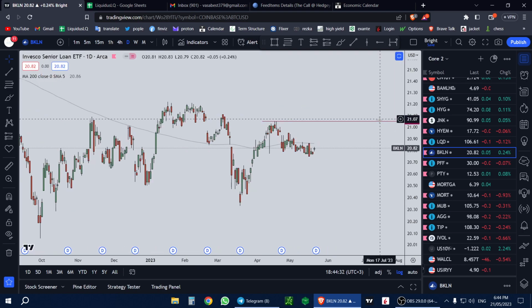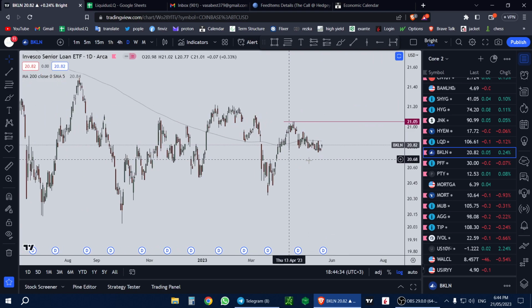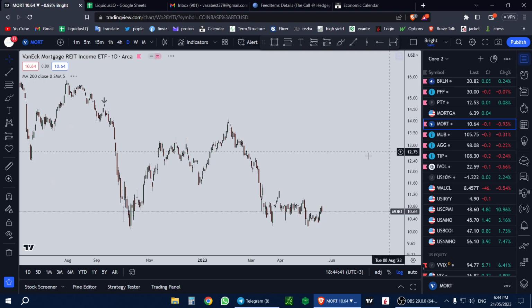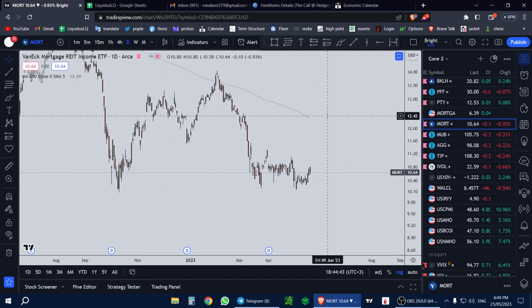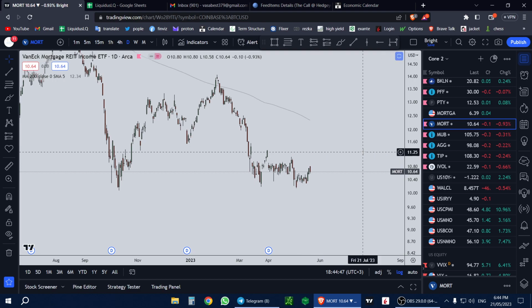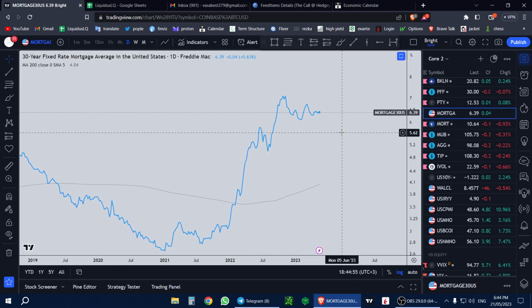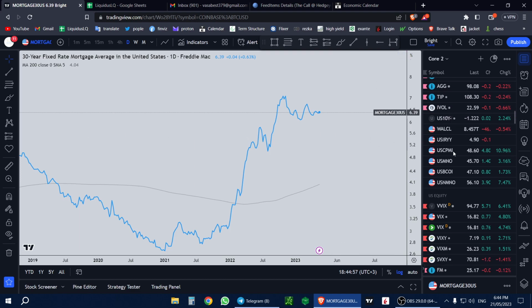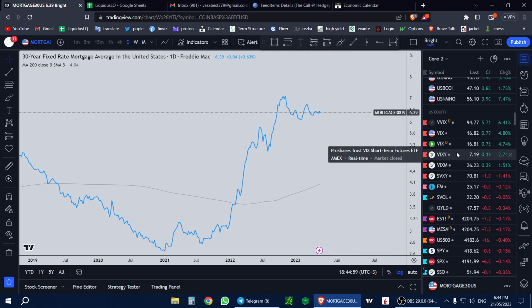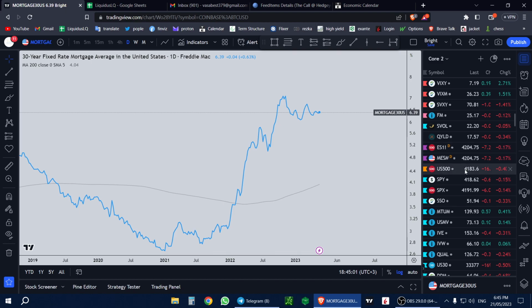BKLN, senior loan ETF, same thing, consolidation. We think we'll continue to be in that consolidation. Mortgage: the things are very sensitive to repricing of rates higher. Same thing, bearish trend. We might create a lower high right here. Mortgage rates are just staying in consolidation. This is our call generally, so nothing to see here. But they are pointing to our best case scenario anyway.